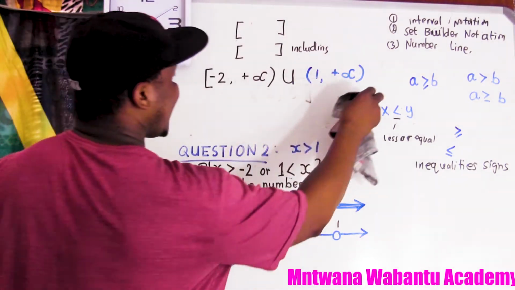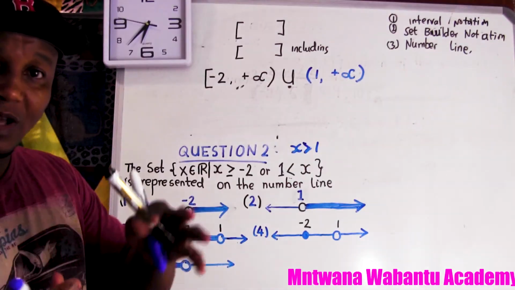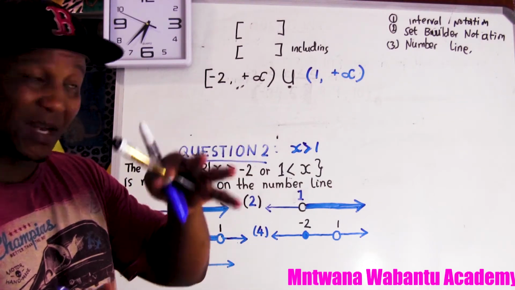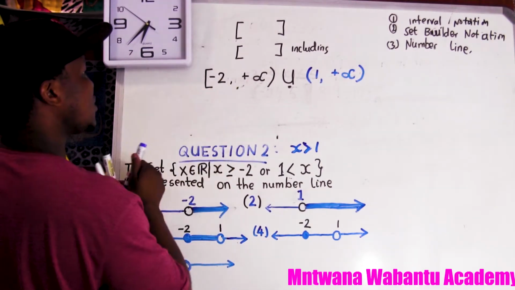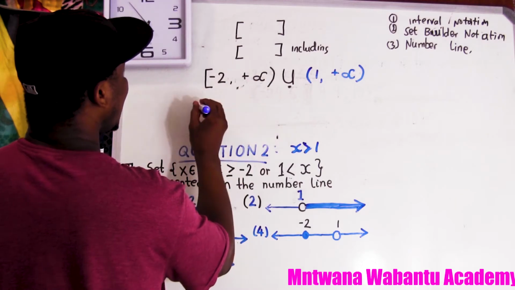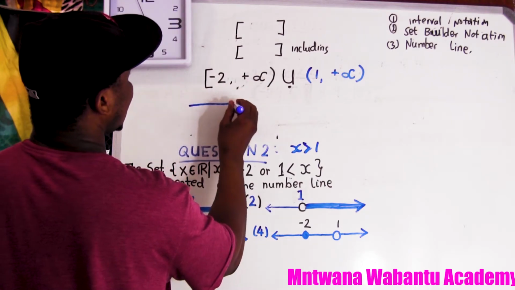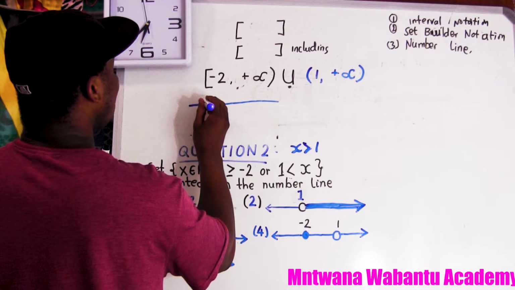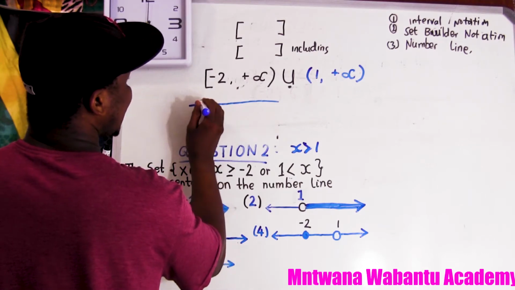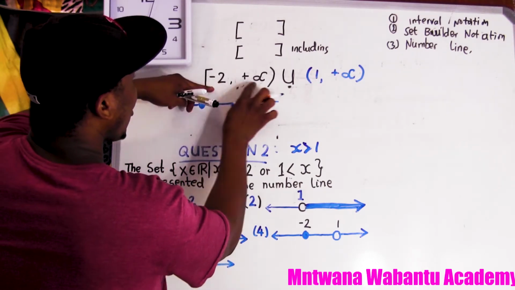So if you put this stuff on a number line, look. Okay, so I'm going to put them on a number line. Now, let me start with the first one. The first one starts from -2 to positive infinity. It's like this, look. -2 is included, so if it's included, you put a solid dot. I start from -2, and it goes all the way to positive infinity.